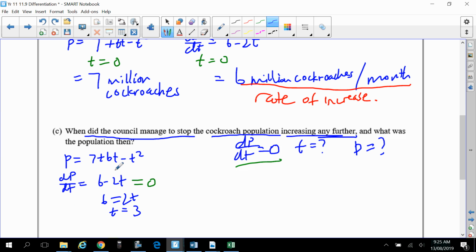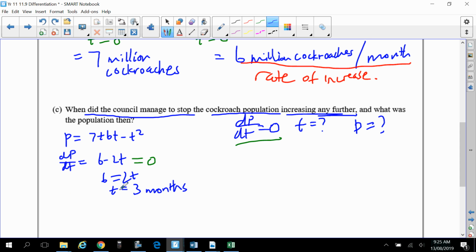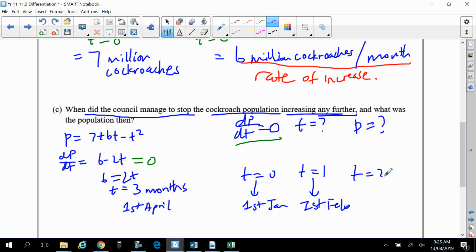Again, what does 3 mean? 3 seconds? No, 3 months. And more specifically, which month would that be? March? No, actually 1st of April. Count your fingers. Let's try it. t is 0, 1st of Jan. So it can get complicated. 1st of Feb, 1st of March, and 1st of April.